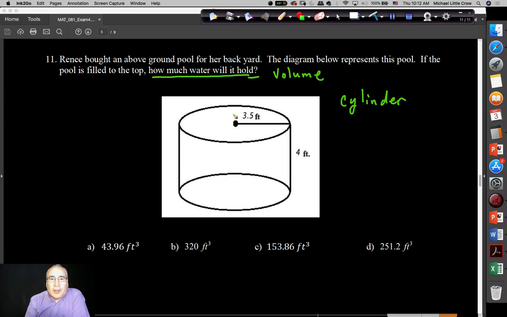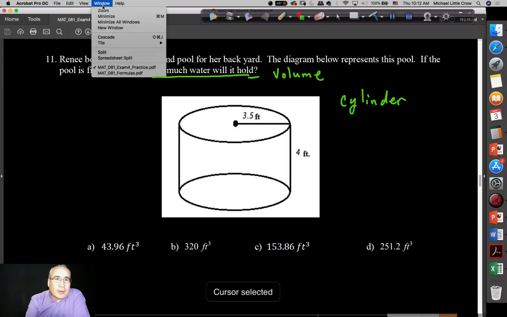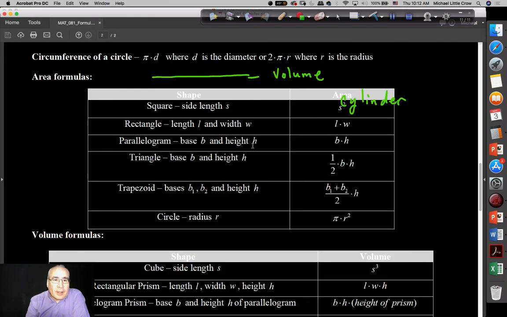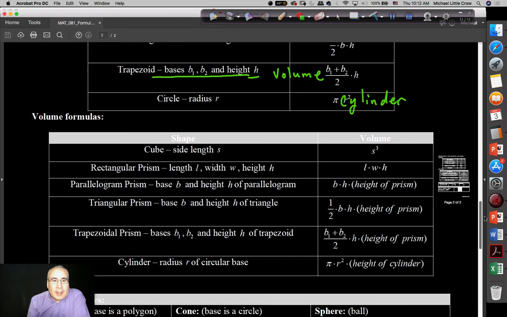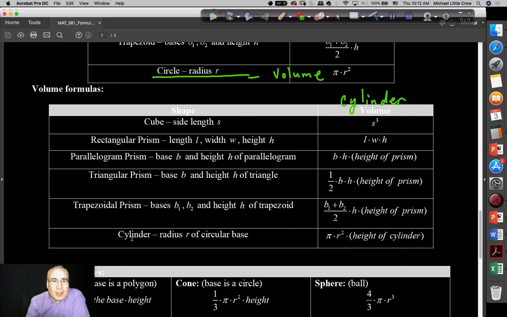So what we need to know is how to find the volume of a cylinder. So let's go look that up. We've got area formulas. Here's our volume formulas. Let's see. Here it is at the bottom. A cylinder has a radius of r, circular base. That's what we have. So it's pi times r squared. That's the area of the base times the height of the cylinder.